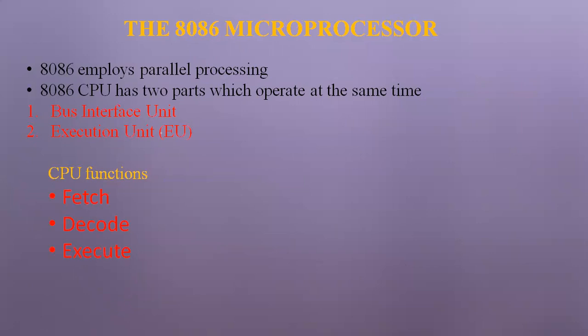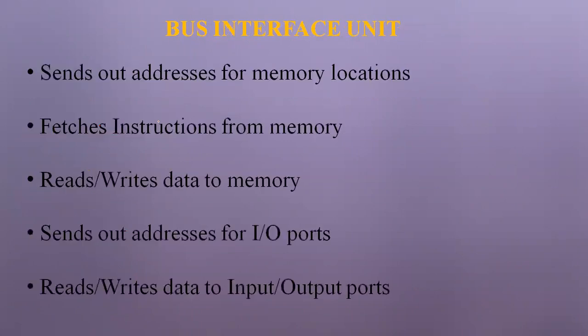Bus interface unit. This is the general definition of the microprocessor: fetch the data, decode the data, and execute the data. Fetching is done with the help of the bus interface unit. The bus interface unit sends out addresses for memory locations, fetches instructions from memory, reads or writes data to memory, sends out addresses for the IO port, and reads and writes into the IO port.